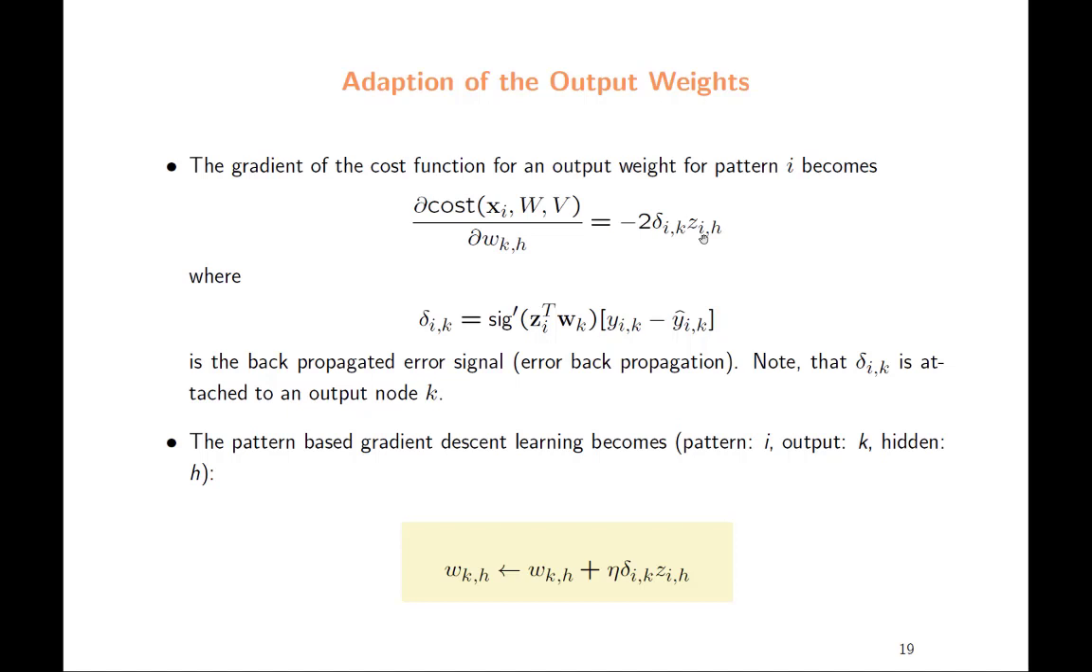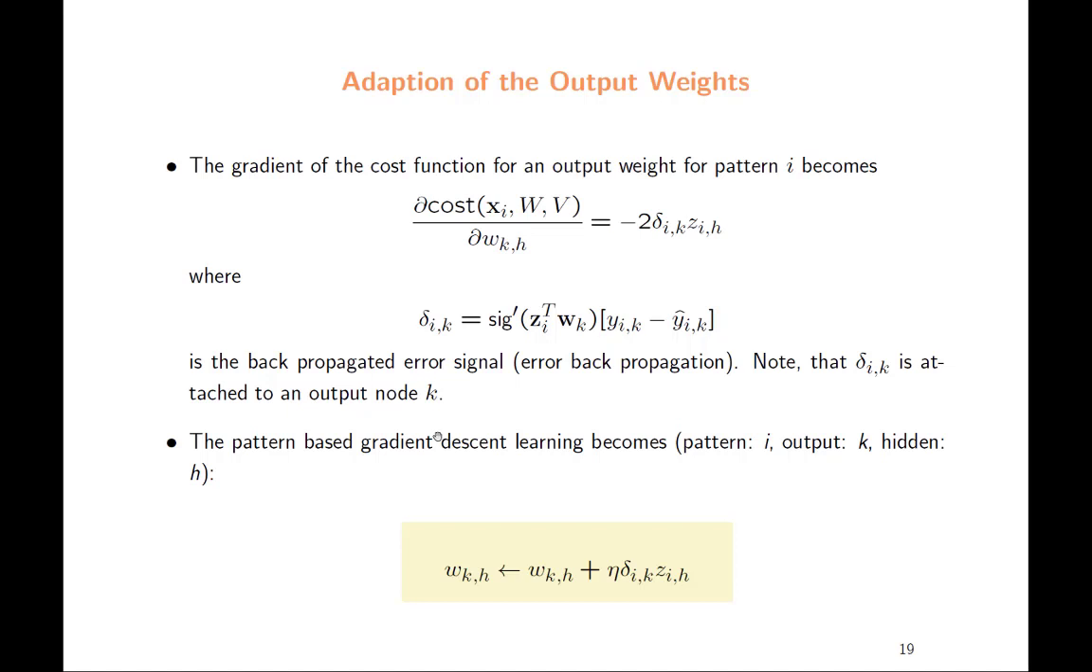So it looks also like what is called a delta rule, which is a little bit similar to how the gradient in the linear case looks like, or in the perceptron case. Just I have to be careful what these terms now mean. And this delta is called the backpropagated error signal, and this whole learning approach is called error backpropagation. And delta ik, so i is the pattern, k is the output node k, so it sort of belongs to the output node k.